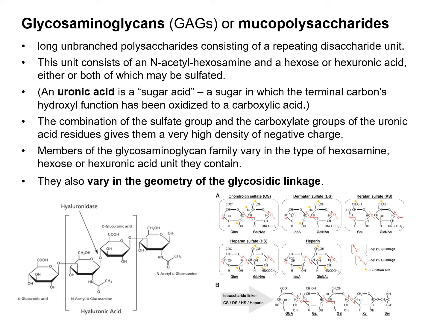Also, the hexose and the hexuronic acid can be quite variable too. And they also vary in the geometry of the glycosidic linkages. So it can be 1,3 linkages, and also 1,4 linkages, and it can be either alpha or beta too. Which can give rise to many different kinds of combinations of these disaccharide units, and it can also confer different properties on the glycosaminoglycans.